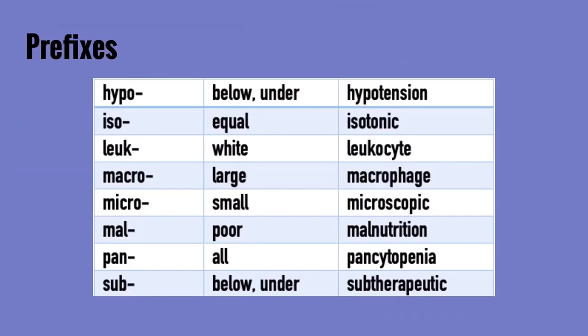Pan means all, so pancytopenia, that's going to mean all of your cells. Sub means below or under, so subtherapeutic, meaning it's below the therapeutic threshold.